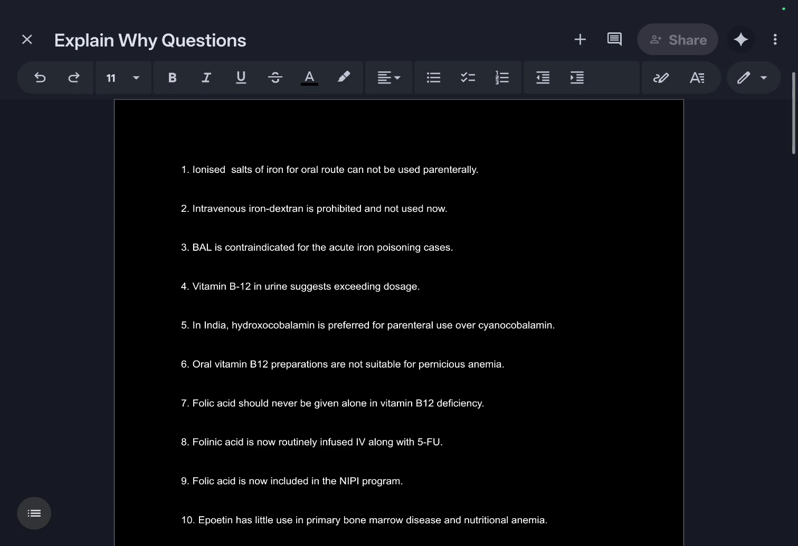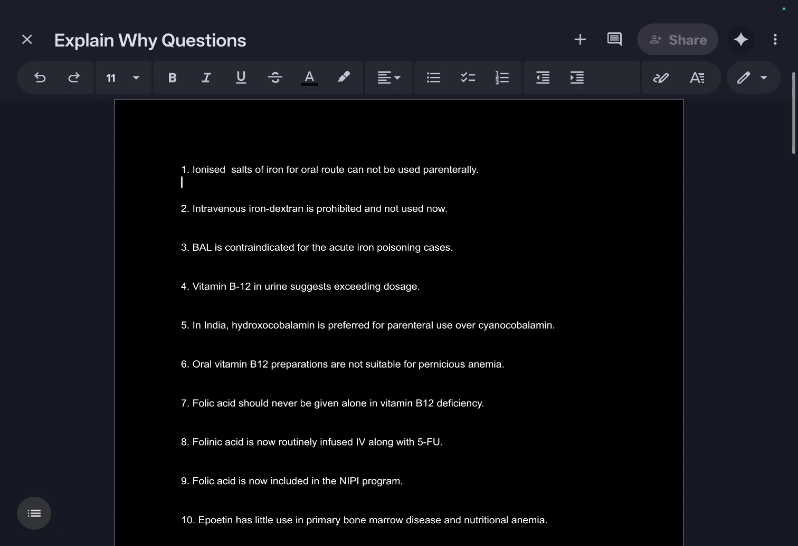Then, British anti-lewisite is contraindicated in acute iron poisoning cases. British anti-lewisite is a chelating agent used for heavy metal poisoning like arsenic or mercury, but it is strictly contraindicated for iron. Why is that? In iron poisoning, dimercaprol or British anti-lewisite, if given, forms a complex with iron. This complex is highly toxic to the kidneys and systemic circulation. That's why it's contraindicated. So what is used instead? In case of iron poisoning, the antidote is desferrioxamine, not British anti-lewisite.